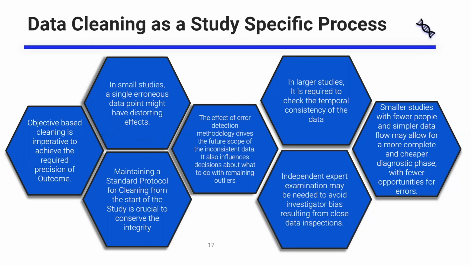Apart from the general intuitions on how to proceed with the cleaning, the authors have mentioned scenarios where inconsistencies have different sorts of effects. In small studies, the impact of a single erroneous data point can be significant and have a distortion effect on the analysis. This is because the sample size is small and the outliers have a greater effect on the data that we have. In larger studies, it is important to check the temporal consistency of the data to ensure that the measurements and observations are consistent over time, such as checking if a person's weight is recorded consistently across all the time points, and inconsistent measurements can be effectively validated for reliability of the analysis.